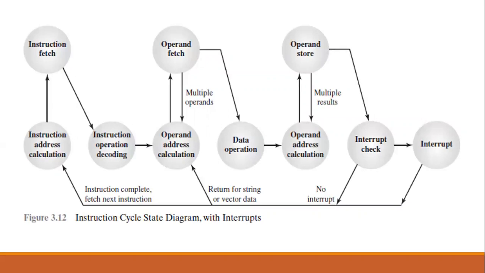This is the instruction cycle state diagram. We have just added interrupts here. After execution of every instruction, the processor will check if there is an interrupt. If an interrupt is there, it will be handled first, or it will be assigned to the interrupt handler, and then the control comes back to these phases.